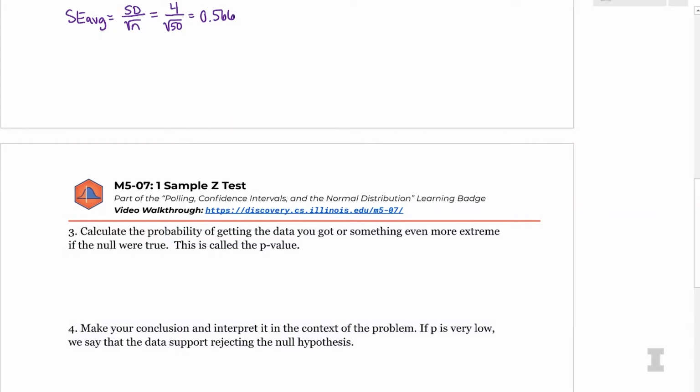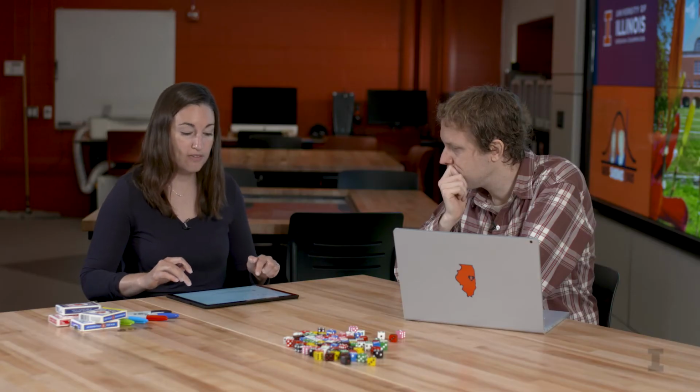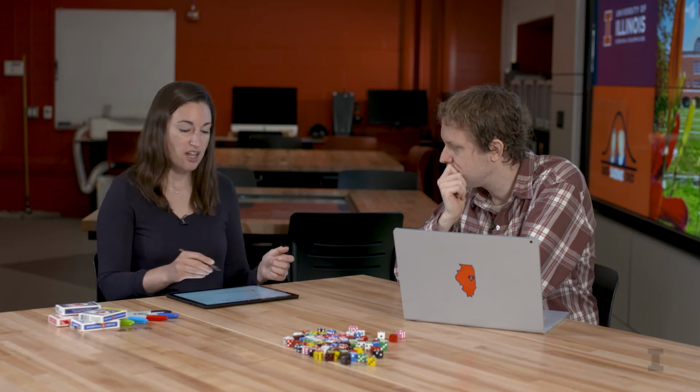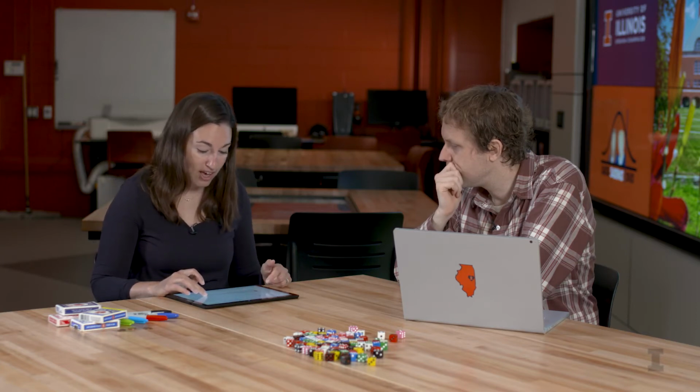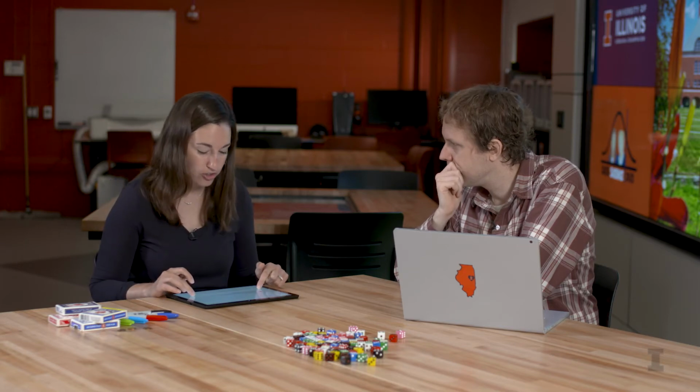So step 3 says to calculate the probability of getting the data you got, or something even more extreme if the null is true. This is called the p-value. In other words, we want to figure out what's the probability that we would get a sample average of 28.3 given that the true average is 29. The p-value is going to tell us what that probability is and help us make our conclusion.